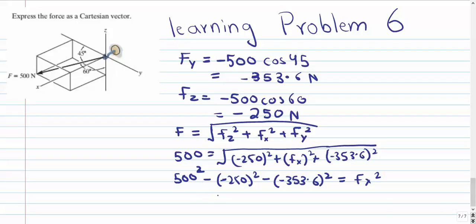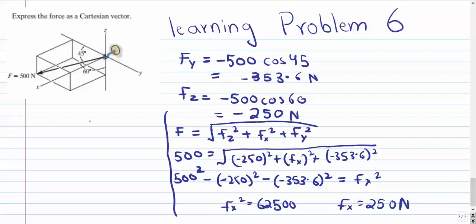And once we solve this on a calculator, the answer that we get for Fx whole squared is 625. And taking the square root of both sides, we get Fx is equal to 250 newtons. Now that we have all components in all directions, we can simply write the Cartesian notation, which would be as follows.